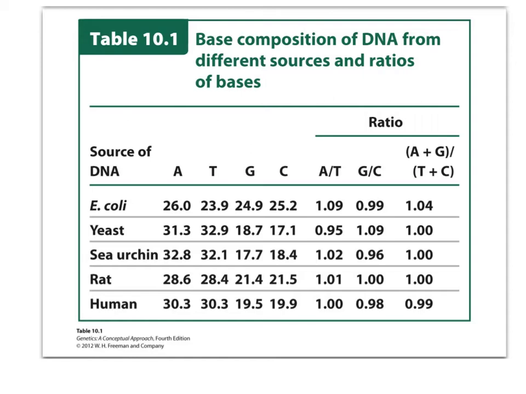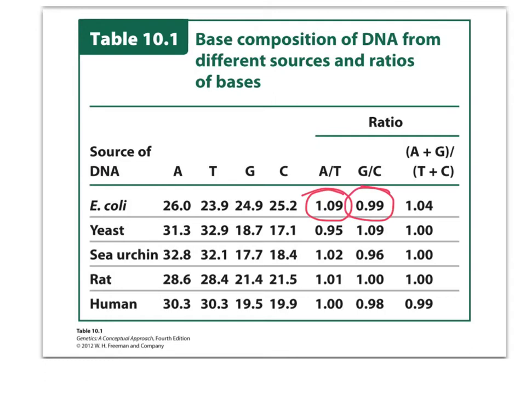And why is this always true? Because of complementary base pairing, right? The A to T ratio is always close to 1. The G to C ratio is always close to 1, right? That makes total sense because A's always pair with T's and G's always pair with C's. Now, what a lot of students get confused on, that doesn't mean that the number of A's and T's is equal to the number of G's and C's. All of those don't have to be in a 1-to-1-to-1 ratio.